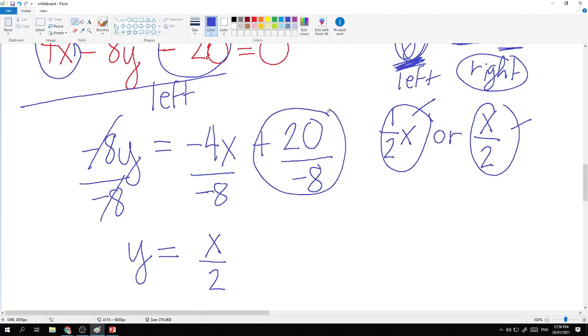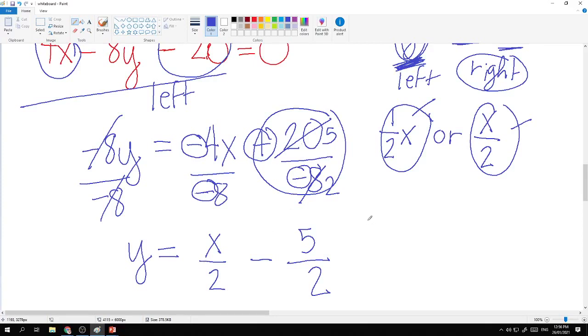Reduce 20 over 8. What's common between 20 and 8? 4. This becomes 5 over 2. Okay. Now, what is positive divided by negative? Negative. So, negative over negative. That's why it's positive here. Is this example clear?